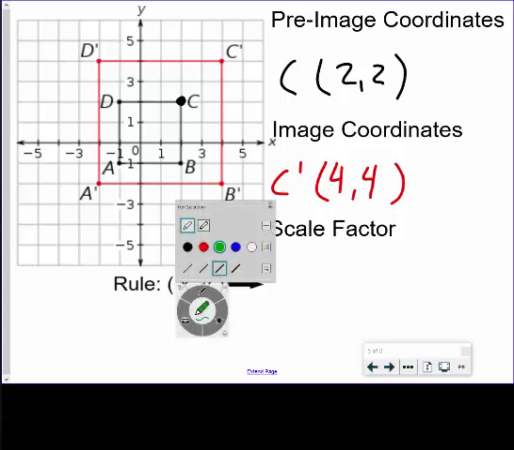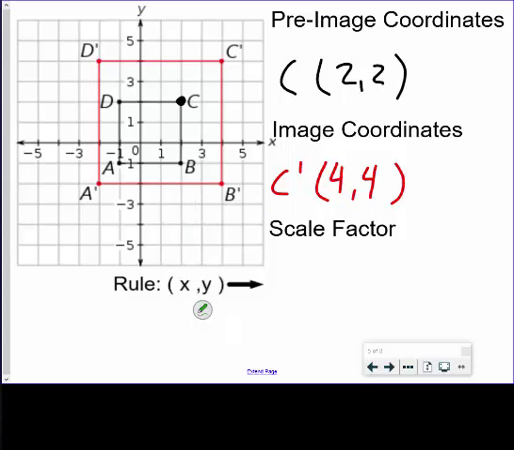How do I find my scale factor? Prime divided by original. So what divided by what? 4/2. Which is 2. If you got 1/2, you did your original over your prime. So it's prime over original. I got -2.